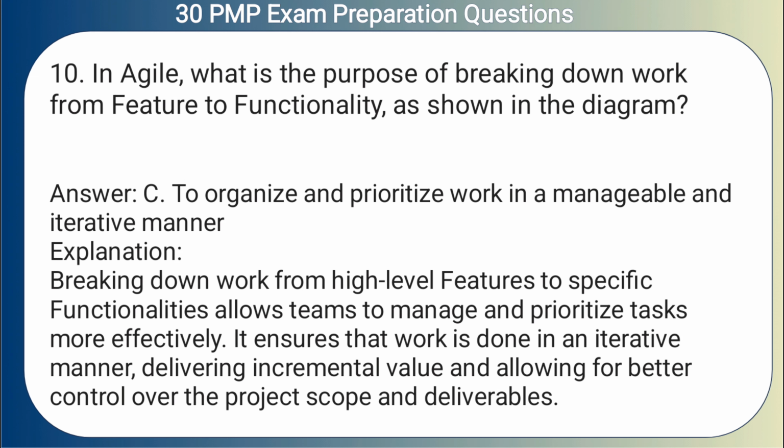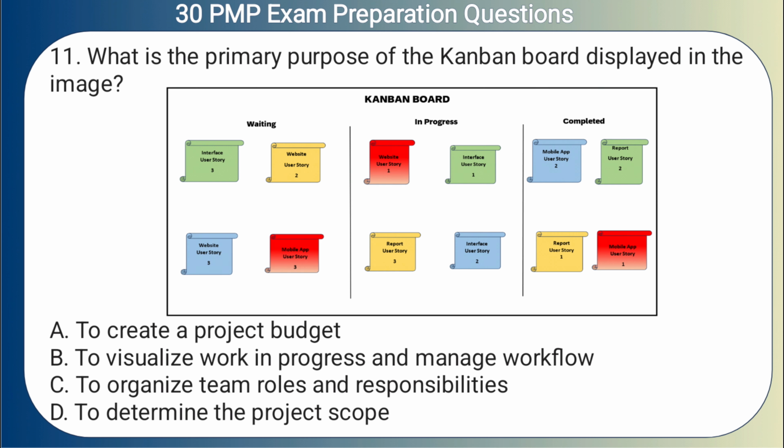Answer. C. To organize and prioritize work in a manageable and iterative manner. Explanation. Breaking down work from high-level features to specific functionalities allows teams to manage and prioritize tasks more effectively. It ensures that work is done in an iterative manner, delivering incremental value and allowing for better control over the project scope and deliverables.